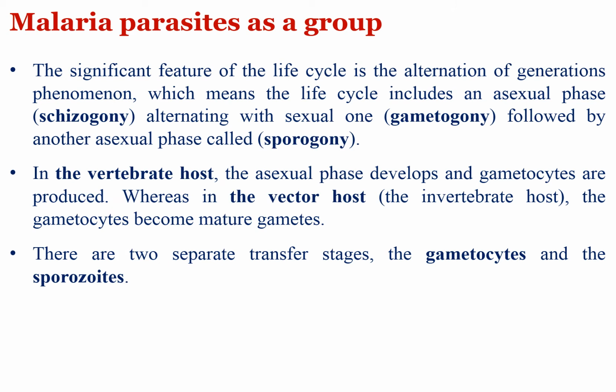The significant feature of the life cycle is the alternation of generations, which means the life cycle includes an asexual phase called schizogony, alternating with a sexual one called gametogony, followed by another asexual phase called sporogony. In the vertebrate host, the asexual phase develops and gametocytes are produced, whereas in the vector host, the invertebrate host, the gametocytes become mature gametes. There are two separate transfer stages, the gametocytes and the sporozoite.